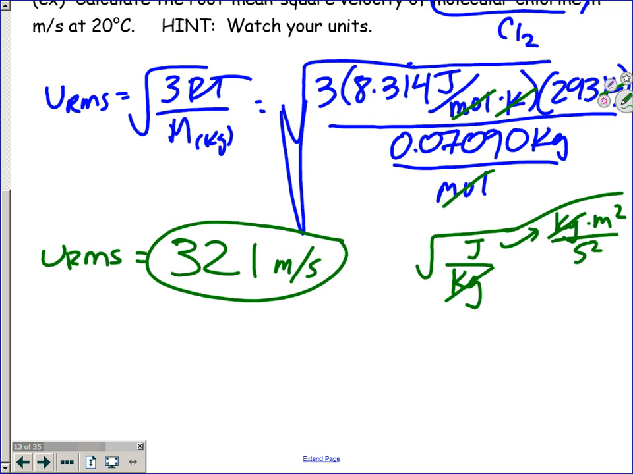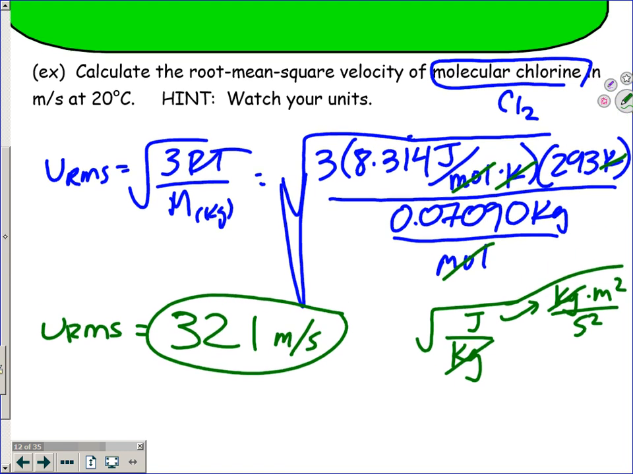Okay, Graham's law. I got this. I got 10 minutes. By the way, this is just the speed of molecular chlorine at this temperature. And we are considering this to be the average because this is at a specific temperature.